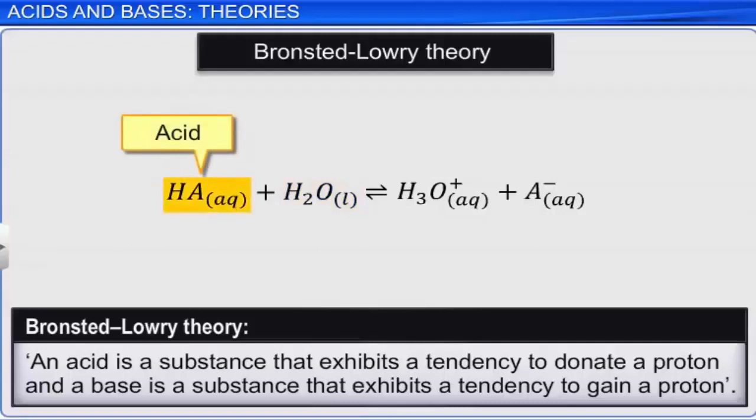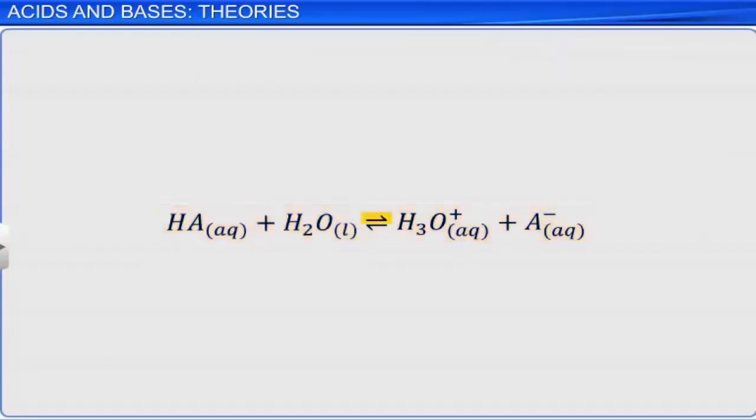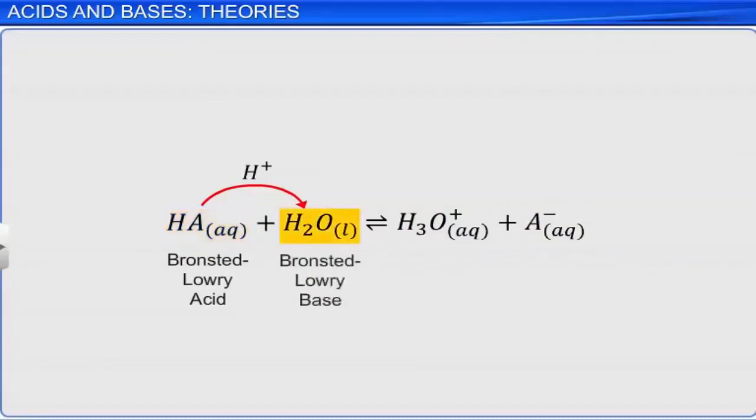Consider a generic acid-base reaction. HA plus water in equilibrium with H3O+ and A- ions. In the forward reaction, HA donates a proton to water and thus acts as a Bronsted-Lowry acid, while water accepts the proton and acts as a Bronsted-Lowry base. Did you notice that water, which acts as a Bronsted-Lowry base, has turned into a Bronsted-Lowry acid after accepting the proton, and the species HA, which acts as a Bronsted-Lowry acid, has turned into a Bronsted-Lowry base after donating the proton?